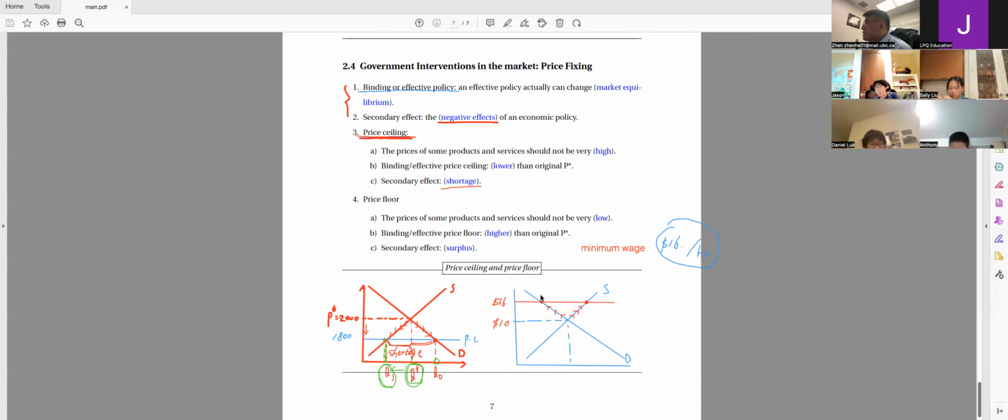So if QS is greater than QD, what is the gap called again? If the other one is called a shortage, what about this one? This one is the quantity supplied and this one is the quantity demanded. If QS is greater than QD, what is the difference called? This is called a surplus.